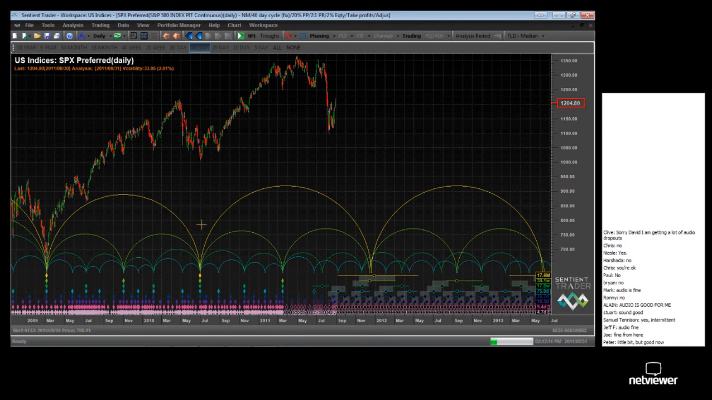Into a trough in 2012. Let's look in a little more detail at the analysis. The way that we do that is, having looked at the bigger picture, we simply zoom in on the chart.